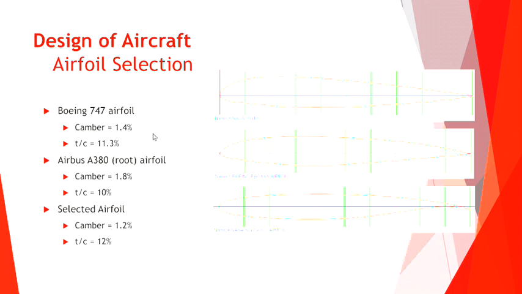So we decided to go with something similar with our airfoil. We still kept that positive camber. We went slightly lower though, due to the fact that we're at higher velocities than these other two aircraft, and we were slightly thicker. This will add a little bit more structural support to our wing and aid in fuel storage.